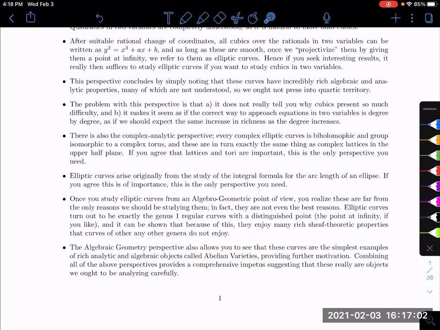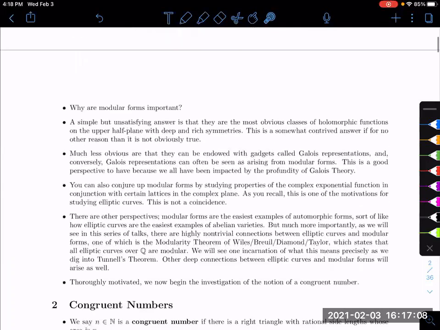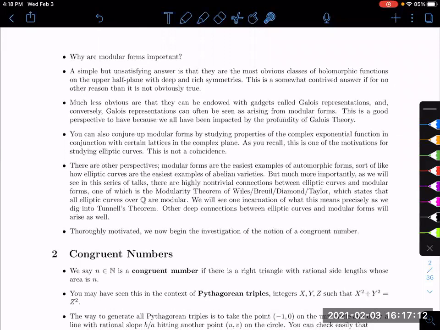So there's like 4 or 5 different perspectives on why you should care about elliptic curves. And there are more, by the way. I mean, there are other reasons. I do not claim that this is some kind of exhaustive list. So that's an introduction to elliptic curves.